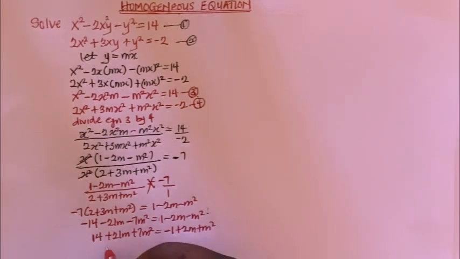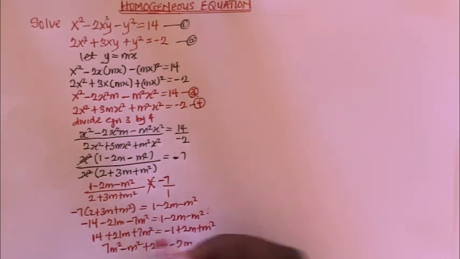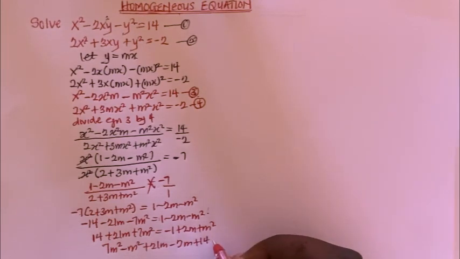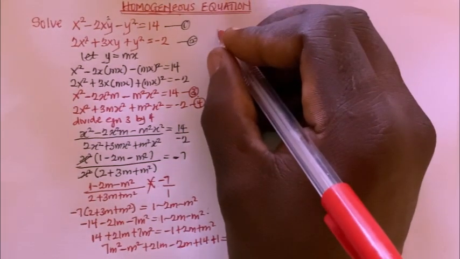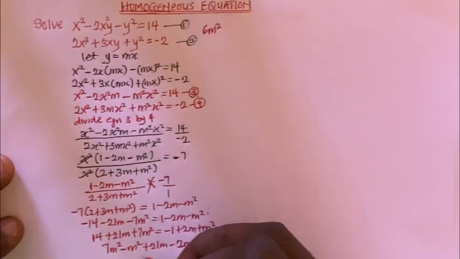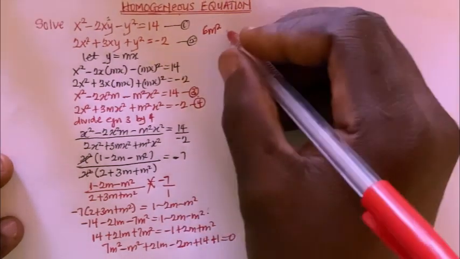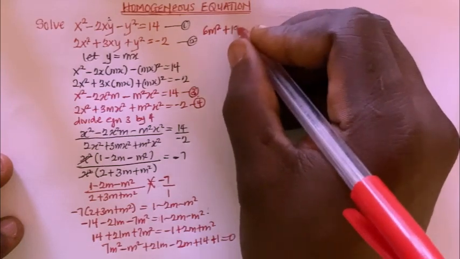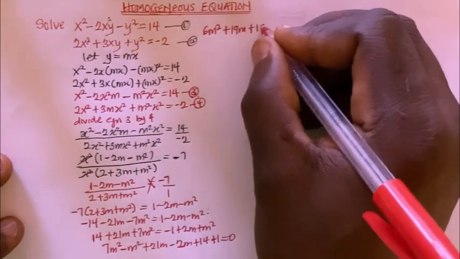So collecting like terms now, I'm going to have 7m squared, then minus m squared from this side to this side, followed by plus 21m, then minus 2m, then plus 14, then plus 1, equals 0. If I simplify, I'm going to have 7m squared minus m squared, that's 6m squared, plus 21m minus 2m, that's 19m, then plus 15 equals 0.